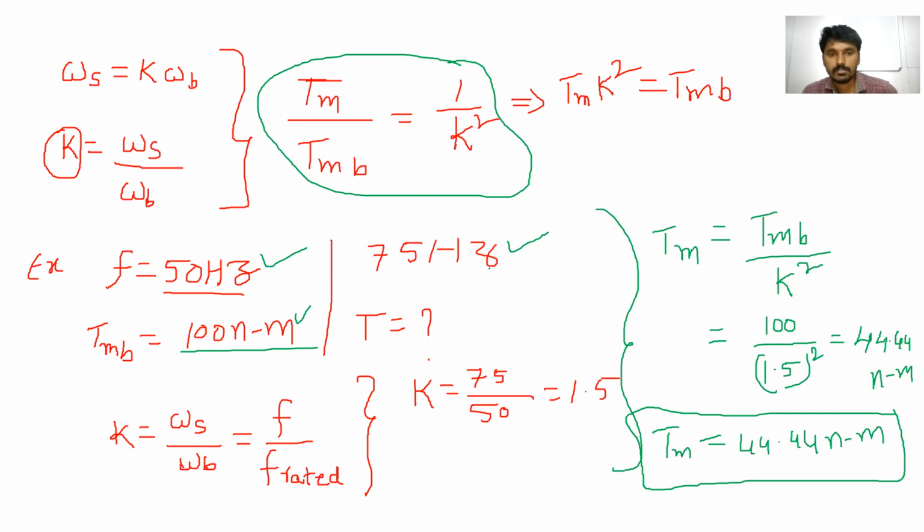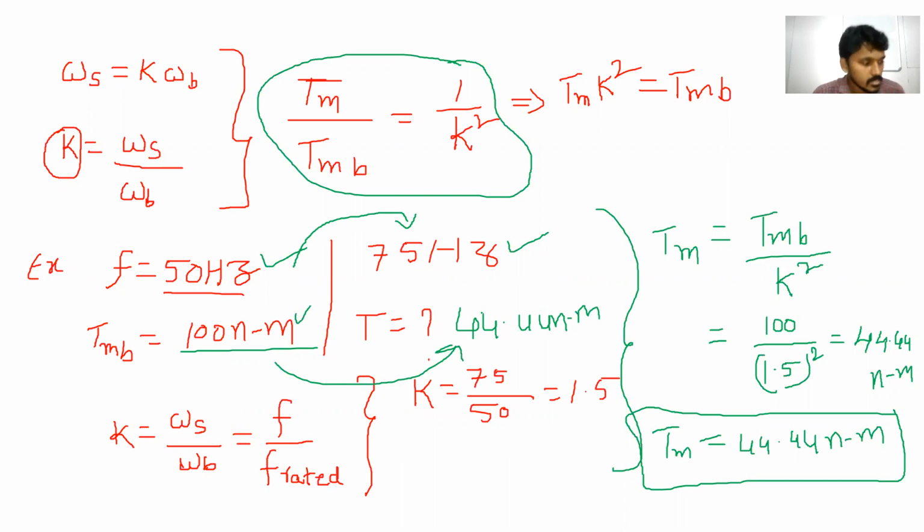So if the frequency is increased, by using all these relations, we can find the maximum torque: Tm by k square, that is 100 by 1.5 k square, that is equal to 44.44 Newton meter. So from this relation, by increasing the frequency from 50 hertz to 75 hertz, the torque will decrease. Clear?